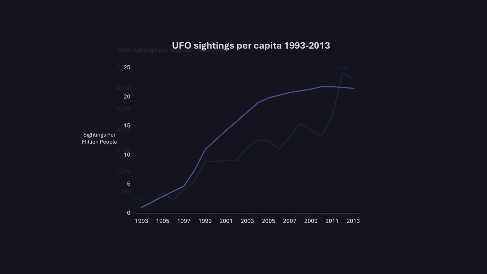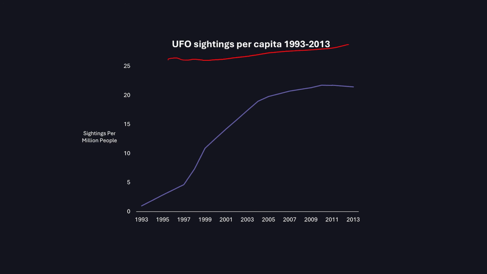So instead I changed the data to show UFO sightings per capita. In other words, sightings per million people. And now the shape of the chart changes a little bit. So now that the data takes into account population growth, what other variables should we consider here? And again, there's a lot of different things that we could add to this chart, but one I think that's really interesting is internet adoption.